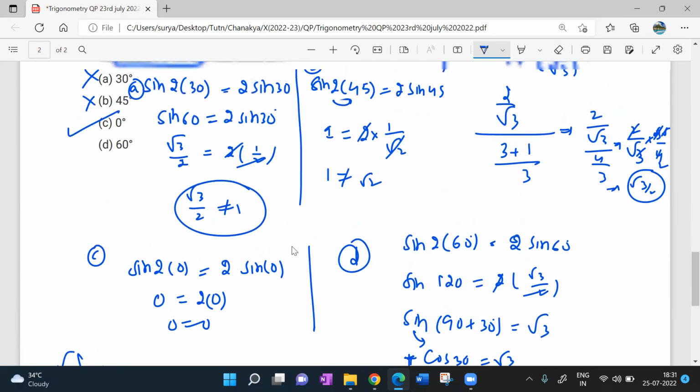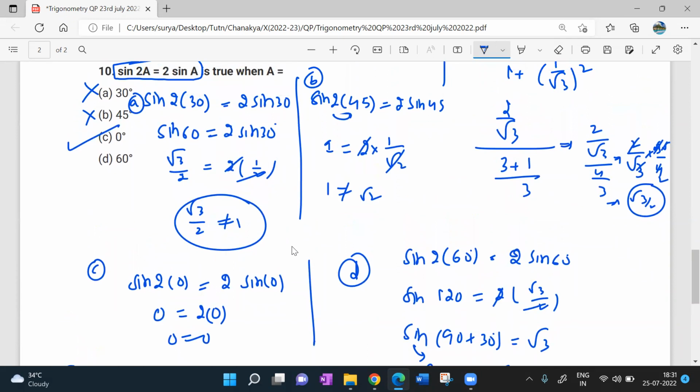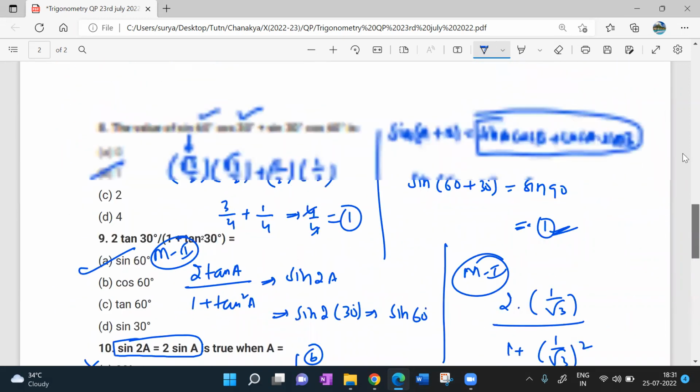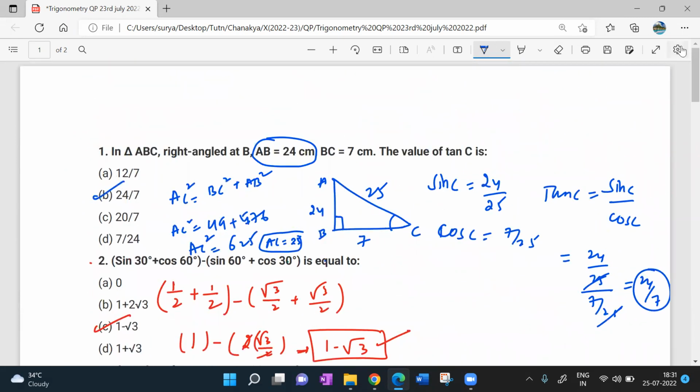So option C only is correct here. That is the correct way of understanding this. Any doubts, guys? No, sir. D also deleted. Option C only is correct. Hope you got the answer. Any doubts here so far? I'll share these notes with you all if you want.